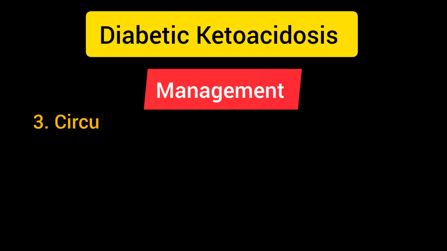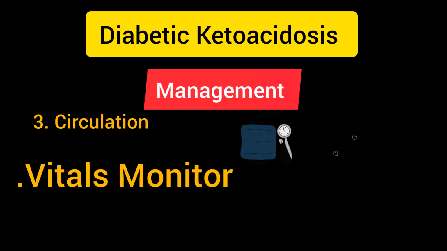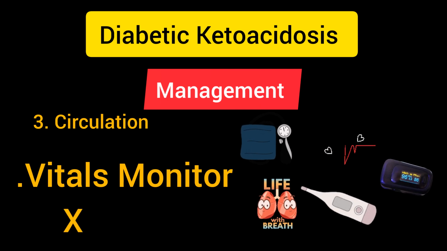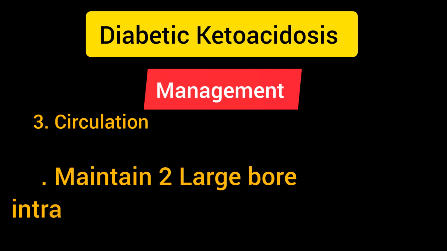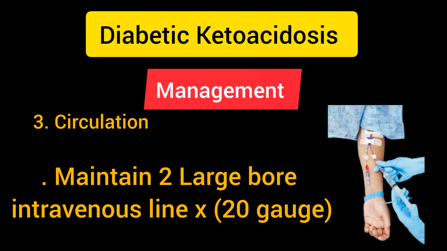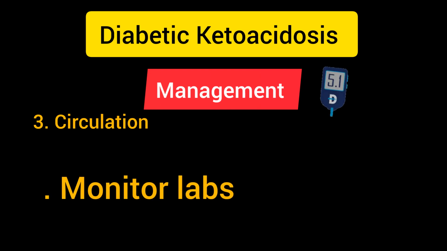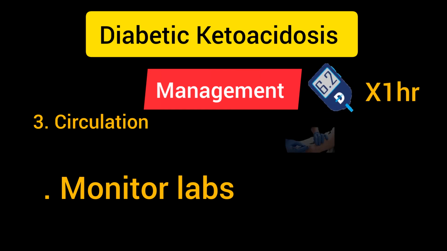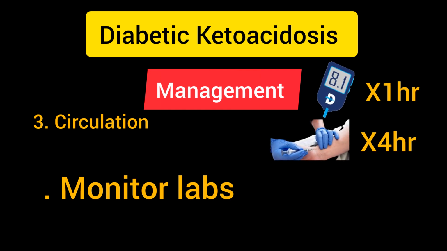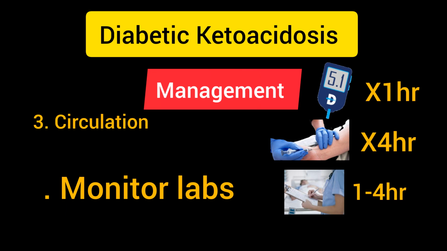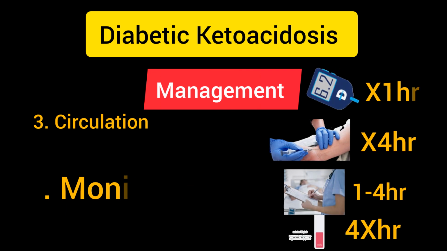Number 3. Circulation. Monitor vitals: BP, pulse rate, respiratory rate, temperature, SpO2 hourly. Maintain 2 large bore intravenous lines, that is 20 gauge. Monitor labs: blood sugar level 1 hourly, ABGs 4 hourly, input output record 1 to 4 hourly, electrolytes 4 hourly.